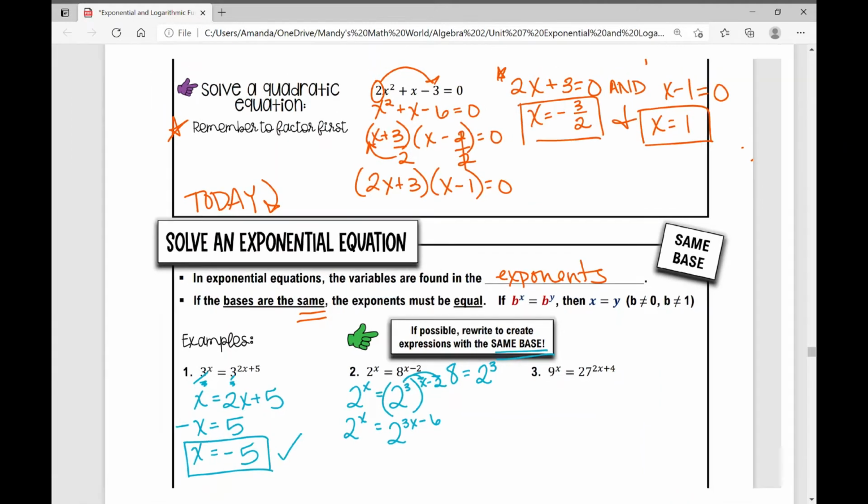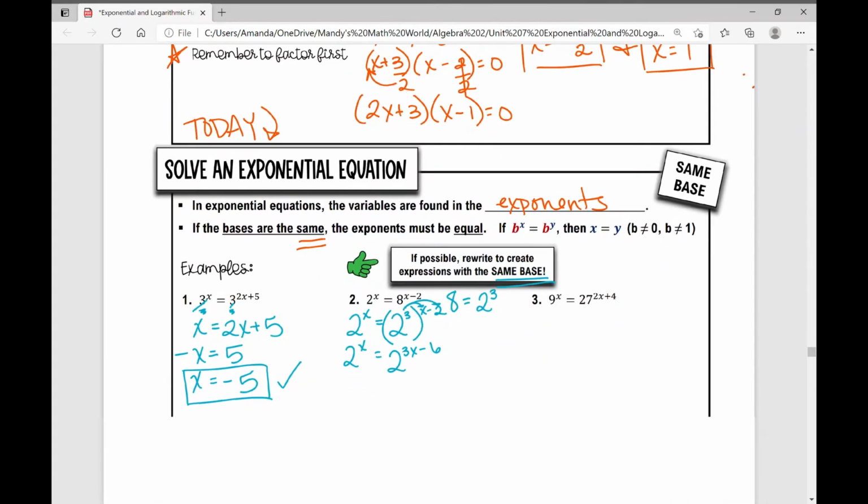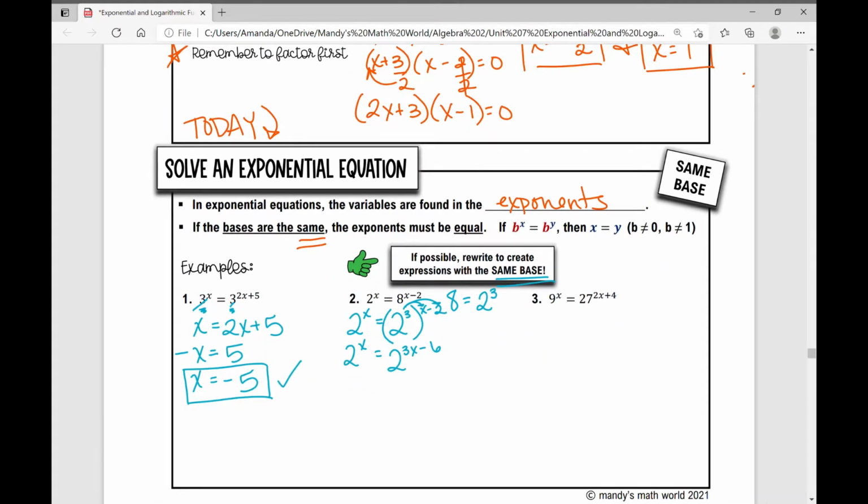And now this looks like our problem number 1. So I've got the same base. I'm going to set those exponents equal to each other. And now I'm just going to solve for x. So I subtract 3x from both sides. Negative 2x equals negative 6. Divide both sides by negative 2, and I get x equals 3.